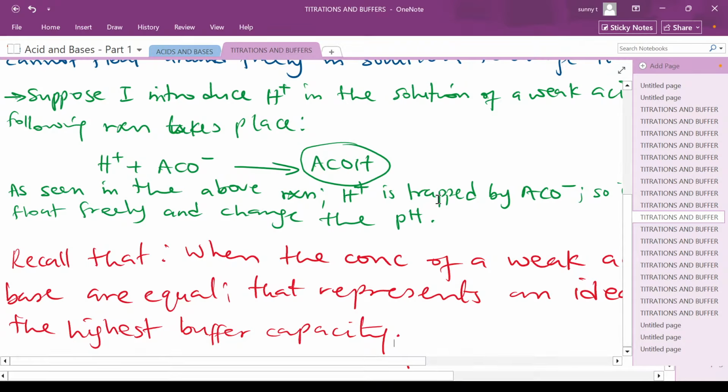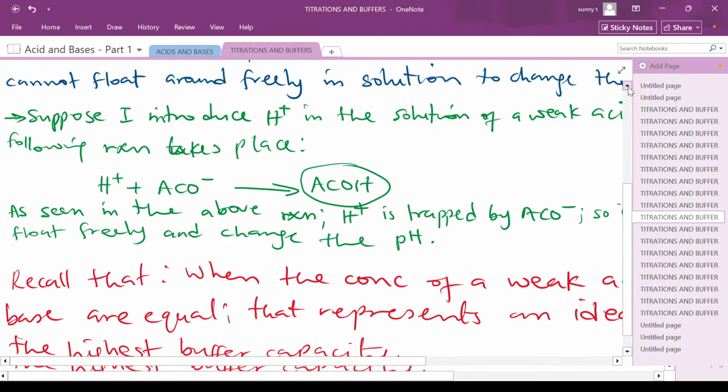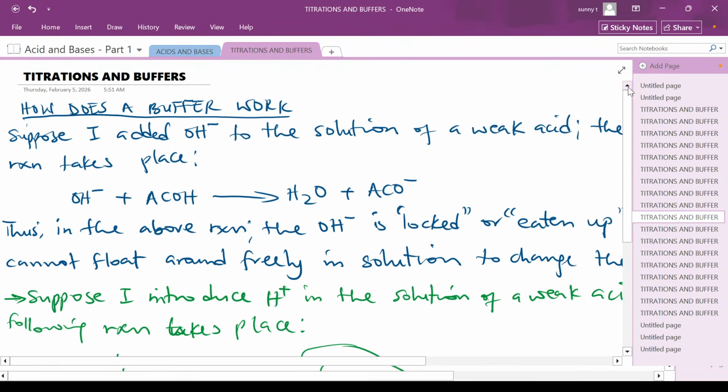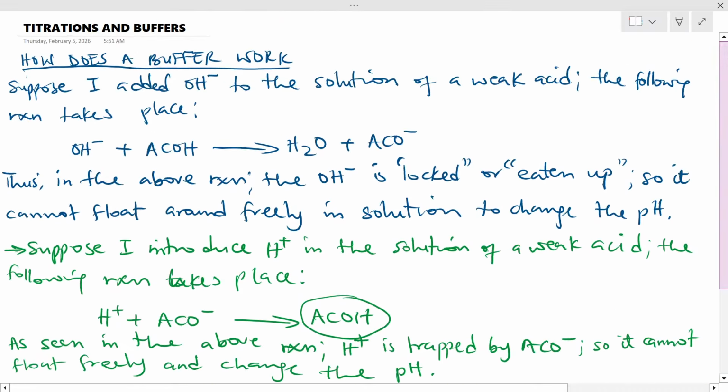So right here we want to look at how a buffer works. This is what I'm looking for: how does a buffer work? So if I ask you to explain how a buffer works, you just create a scenario and show how it works, just like I gave you.